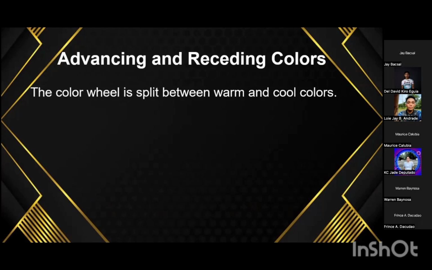Next is advancing and receding colors. The color wheel is split between warm and cool colors. So when considering color choice for paint, you can choose receding colors, which are cooler colors such as light blues and light grays that will make the space feel bigger, or advancing colors, which are warmer colors such as yellows, reds, violets, and terracottas, which create a more cozy feel. Next slide, please.